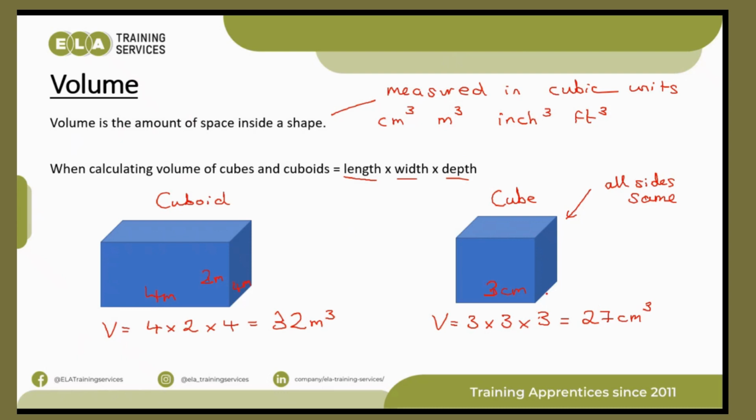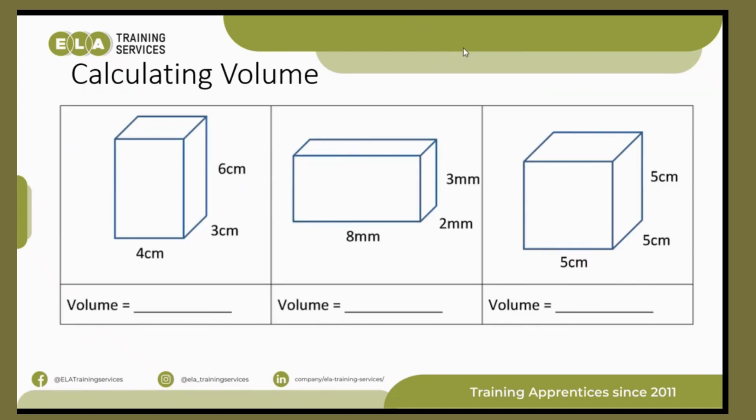So we multiply the length, the width, and the depth. So I want you to now have a go at calculating these 3 cuboids and cubes. We've got 2 cuboids and a cube.